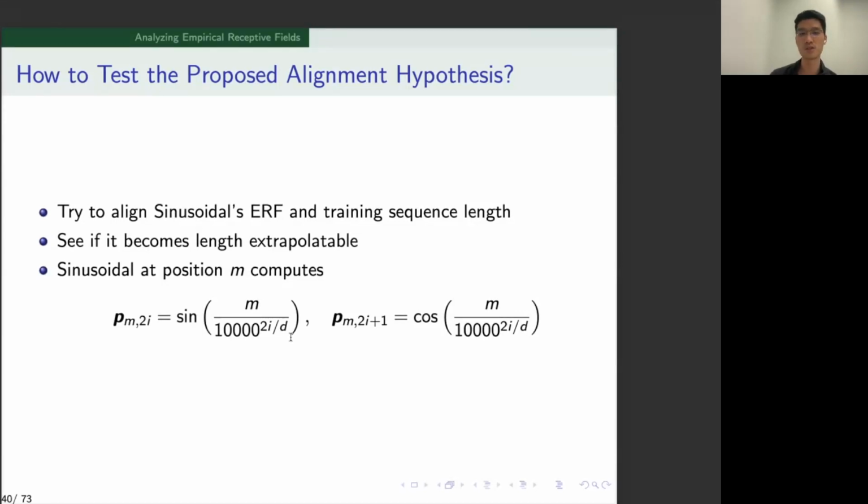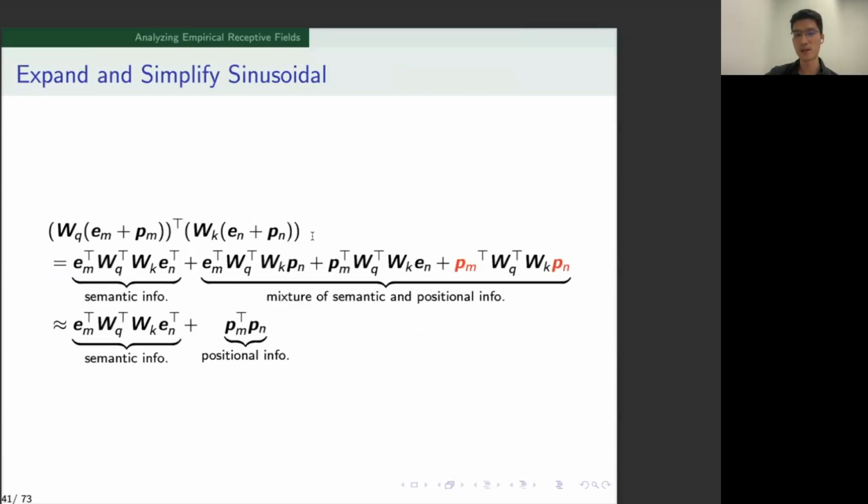So I go back to the sinusoidal positional embedding and try to make it simpler. This is just the formulation of sinusoidal, and I expand it as we saw before. So we have these giant terms here. To make it simpler, I just completely discard this term, and WQ and WK here. This might seem pretty crazy because we only have this PM transpose PM here. And you might wonder why I wanted to do this.